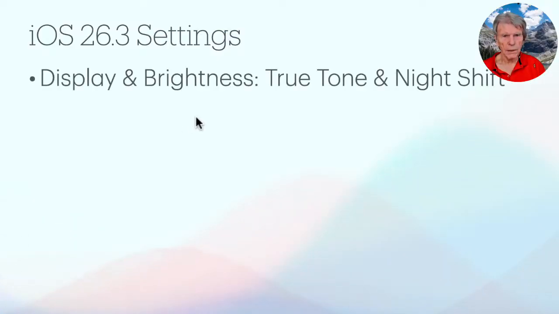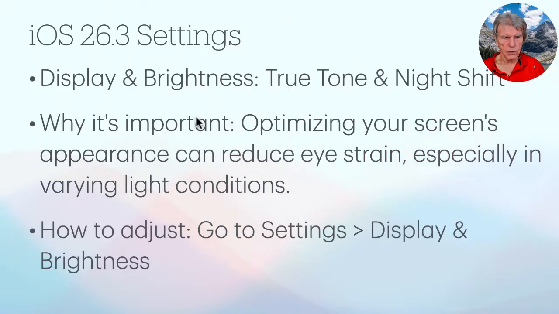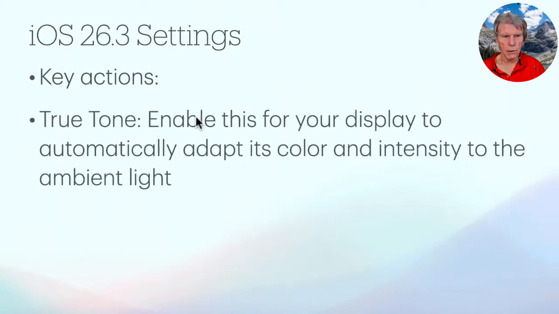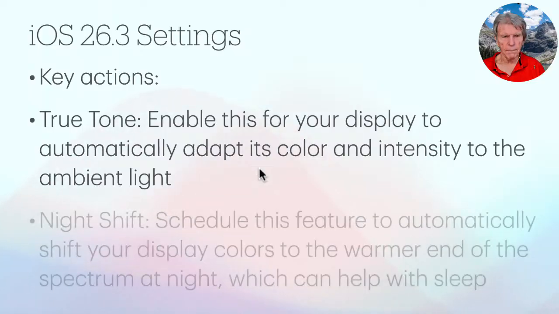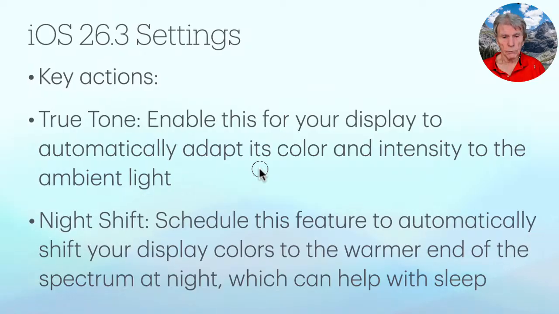So display and brightness, True Tone and Night Shift, that's important because it optimizes your screen's appearance, and that can reduce eye strain, especially in varying light conditions. So to adjust that, you go to Settings, Display and Brightness, and the key actions there are True Tone. You enable this for your display to automatically adapt to the color and intensity of ambient light. Night Shift will schedule this feature to automatically shift your display colors to the warmer end of the spectrum at night, which can help you sleep.